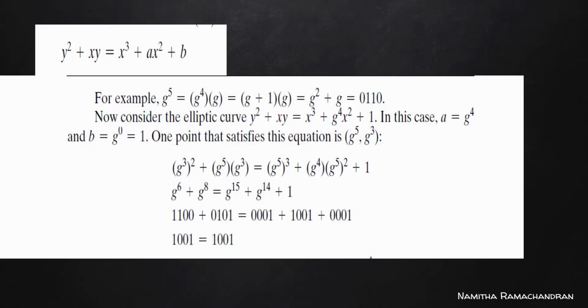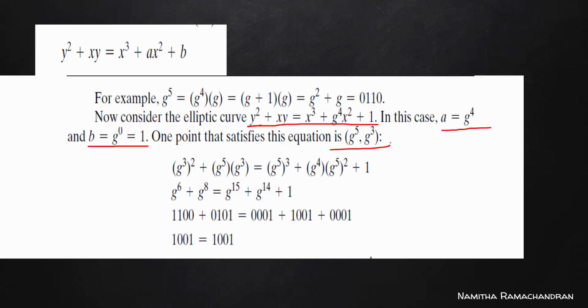Okay, then here consider that modified equation, and one example is given here with a as g to the power 4, b as g to the power 0, that is 1. Then substitute this a and b value into this modified elliptic curve equation. Then we get a formula like this: y square plus xy equal to x cube plus a, which is g to the power 4, g to the power 4 into x square plus 1 into 1. Okay, so this is the formula.